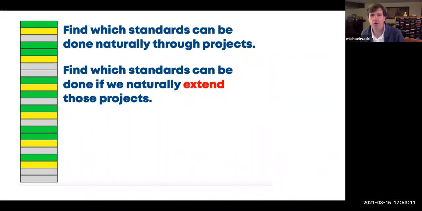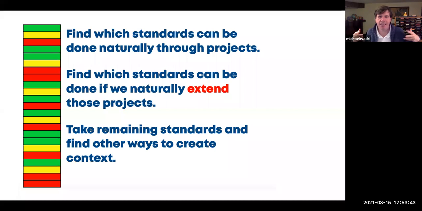And then I find which standards can be done if we naturally extend those projects. So if I said, you know what, if we're already working with right triangles, we might as well do a little bit of trigonometry, and that'll cover another standard in a very natural way. If we're solving equations, and we're doing graphing of data, we might as well go into quadratic equations. That's another thing we can expand to that's based in the natural work the students are already doing.